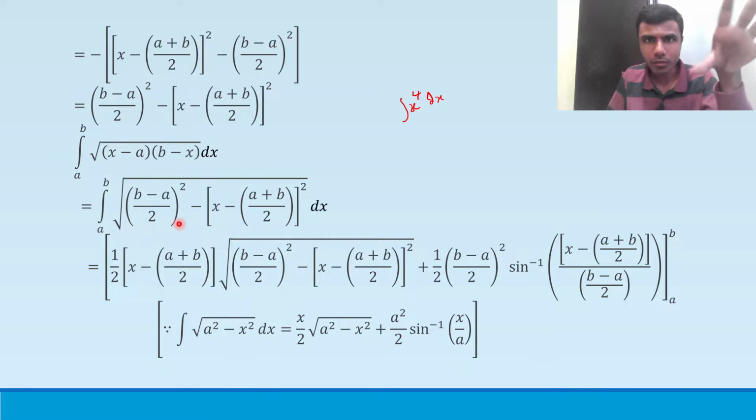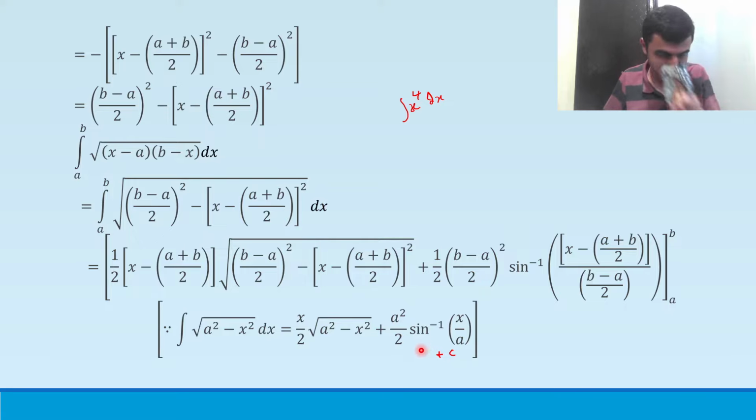Now see, this integral is of the form under root of a square minus x square. Oh, I forgot something. Plus a constant, the integration constant will come here. Sorry for that, some mistakes do happen. Now as I mentioned, this integral is of the form under root of a square minus x square.